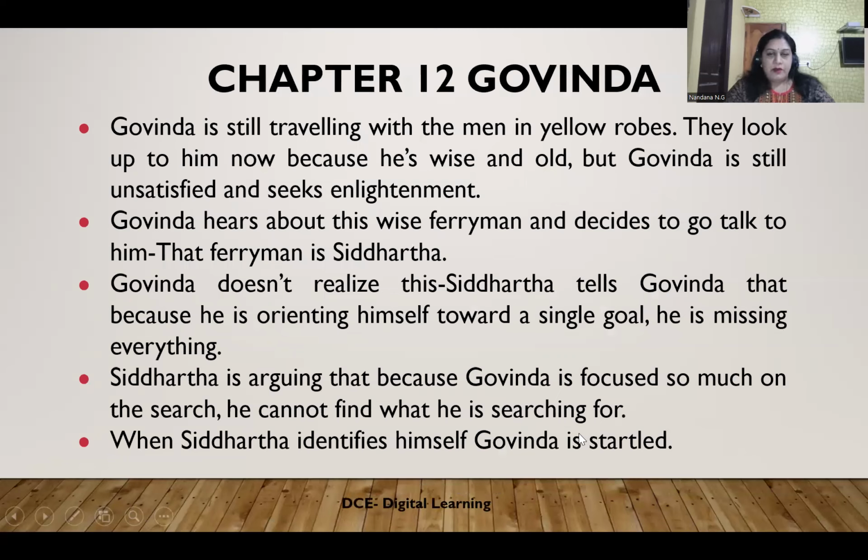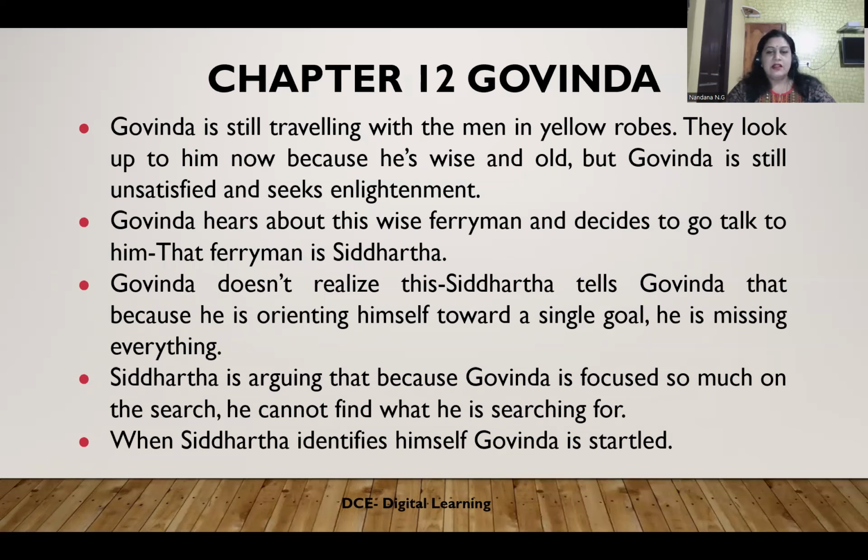The last chapter of part 2 is titled Govinda. Govinda is still traveling with the men in yellow robes. They look up to him now because he is wise and old, but Govinda is still unsatisfied and seeks enlightenment. That's why they say just because you're old, it doesn't mean you are wise enough. But then Govinda is still seeking enlightenment.